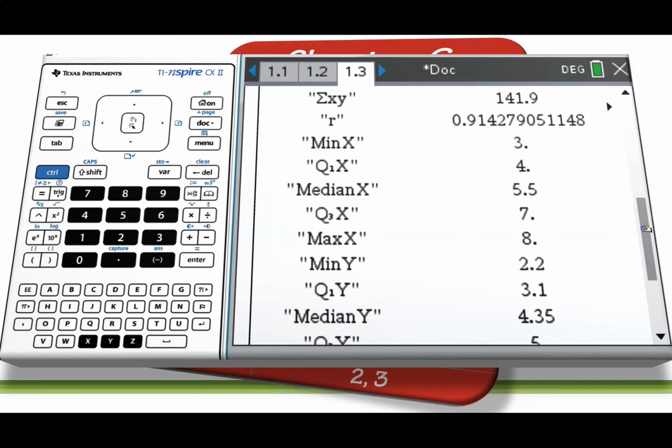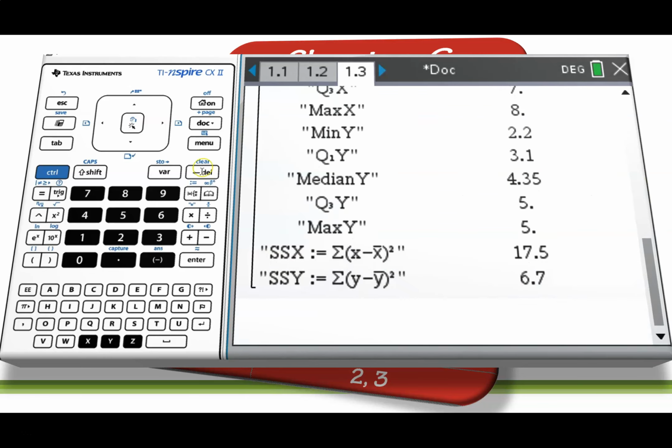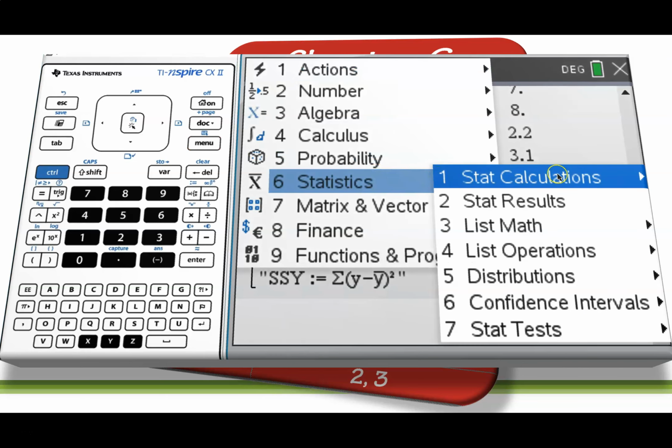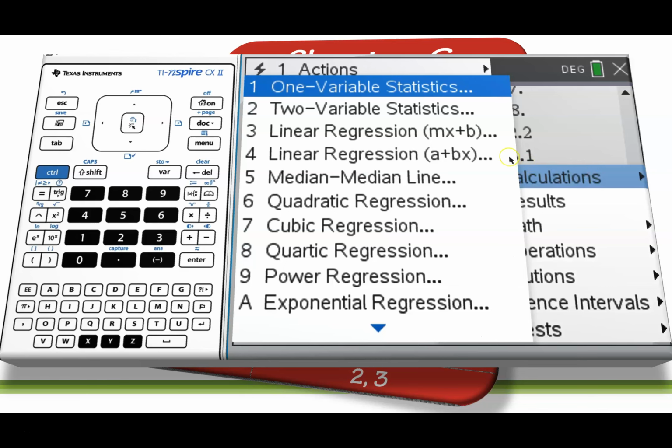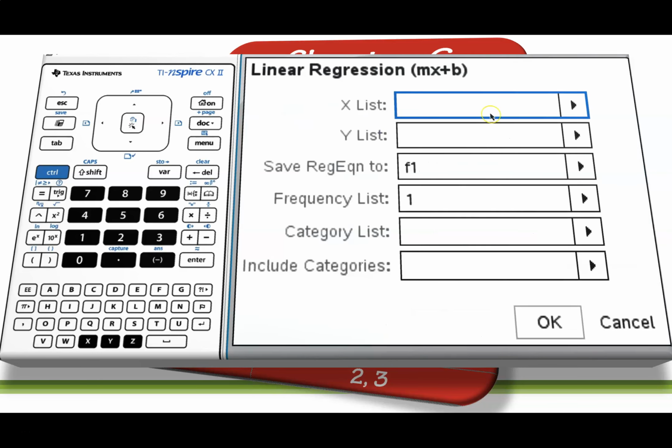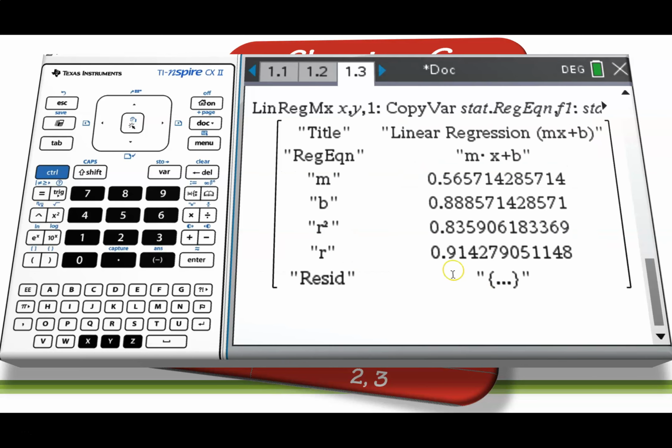Now, what am I going to do with this information? I'm going to find the regression equation. Back to stat calculations. I know that this is an appropriate analysis because the R value is so high, so close to 1. Again, I'll put in just X and Y. It's saving this to F1, so it's already going to be pre-installed. I can graph it really easily. There's the equation of the line. The equation of the line is 0.56X plus 0.89, and it's stored into F1. I've highlighted that on top.